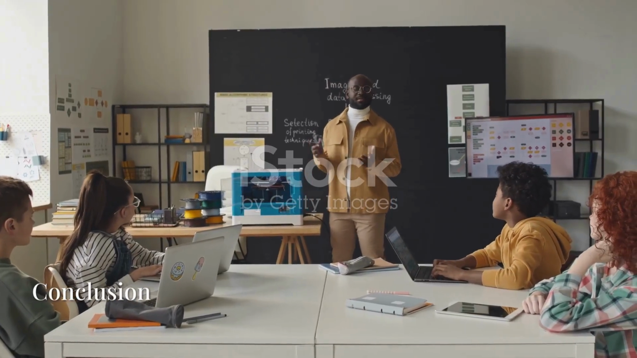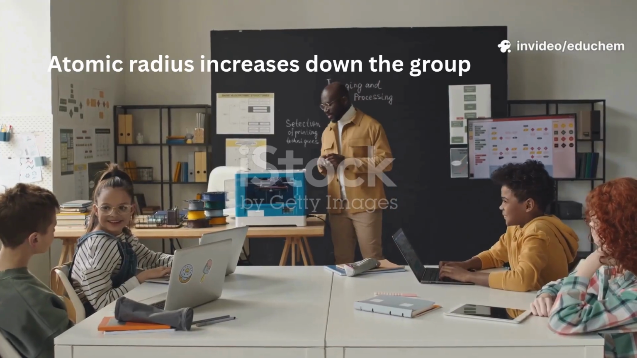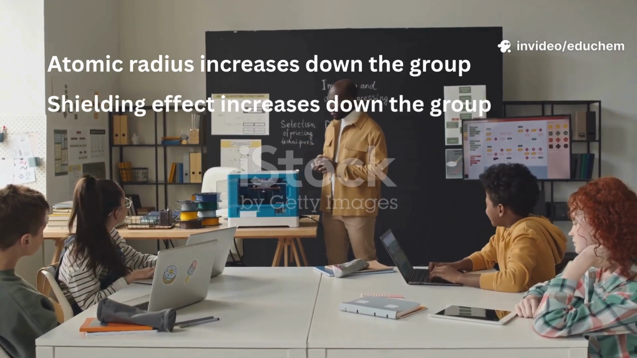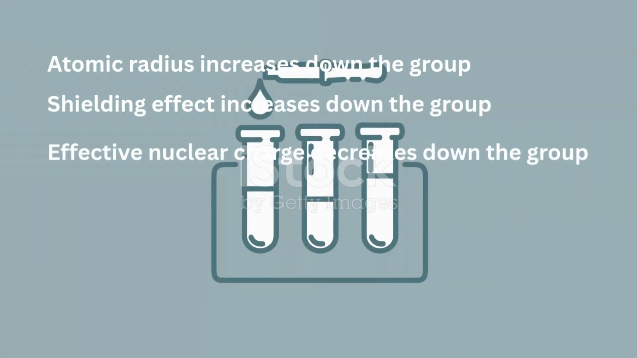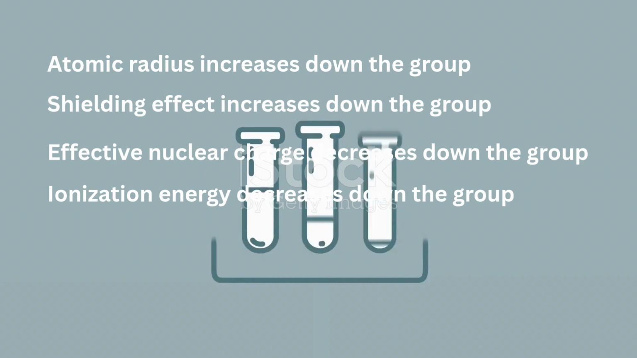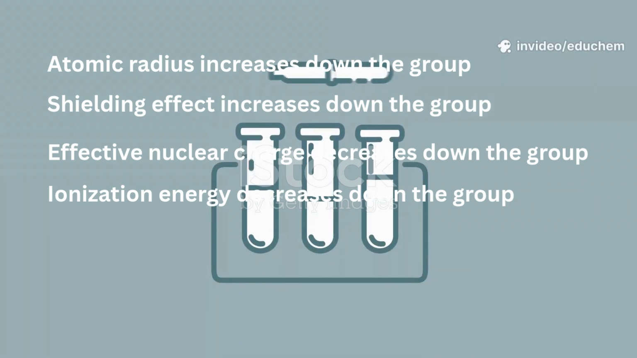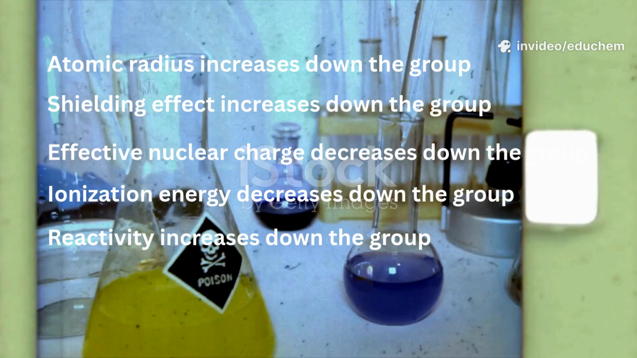So, let's summarize the trends in Group 2. Atomic radius increases down the group. Shielding also increases down the group, weakening attraction to outer electrons. The effective nuclear charge therefore decreases. As a result, ionization energy decreases, so outer electrons are lost more easily. Reactivity increases as we go down Group 2.